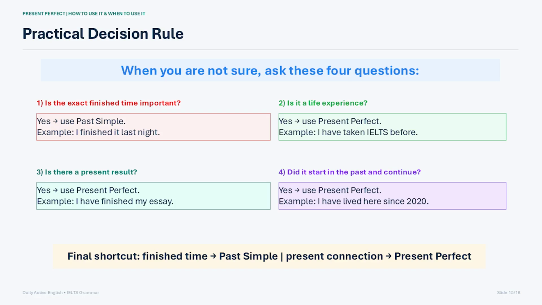For example, I have finished my essay. The time is not important. The result is important now. I finished my essay last night. The time is clear and finished, so we use the past simple. This decision rule will help you use the tense naturally, especially in IELTS speaking and writing.